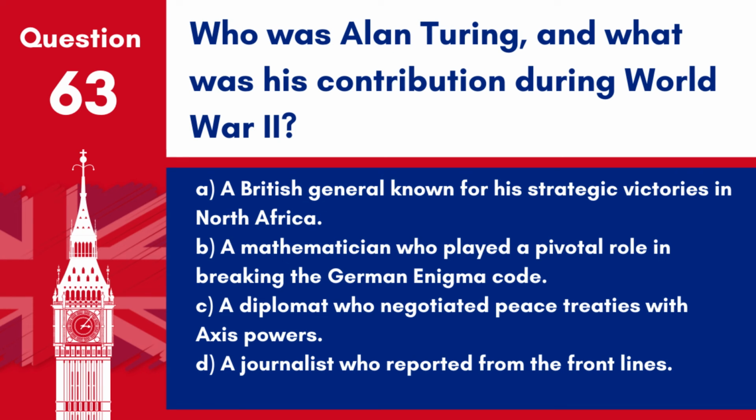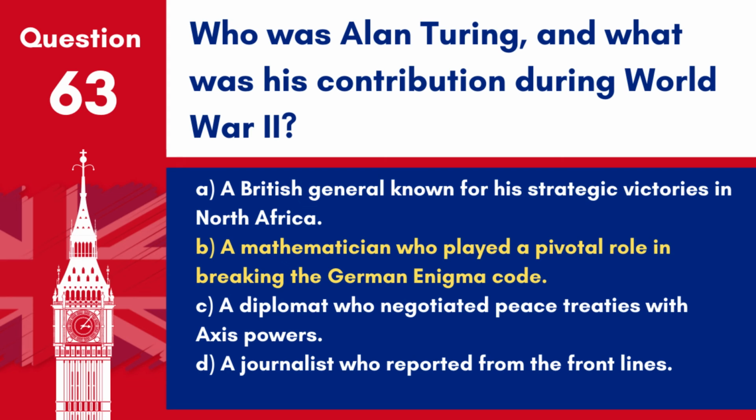Question 63. Who was Alan Turing, and what was his contribution during World War I? A. A British general known for his strategic victories in North Africa. B. A mathematician who played a pivotal role in breaking the German Enigma code. C. A diplomat who negotiated peace treaties with Axis powers. D. A journalist who reported from the front lines.